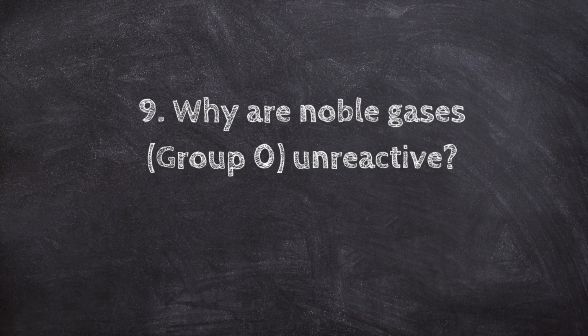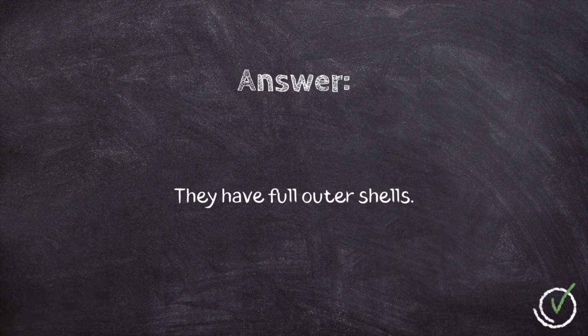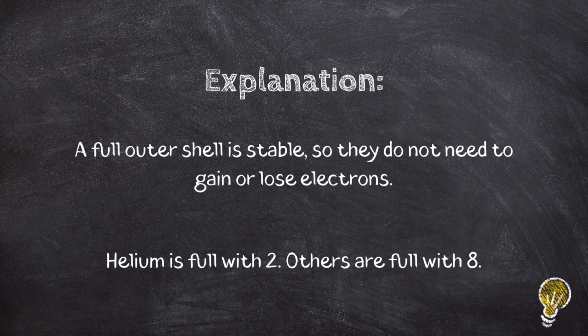Why are noble gases in group 0 unreactive? Think about their electron structure. They have a full outer shell. Noble gases already have full outer shells. A full outer shell is stable. Because they are already stable, they do not need to gain or lose electrons, so they just don't react. Helium is full with 2 electrons. The other noble gases are full with 8.